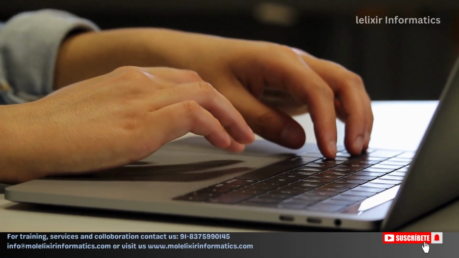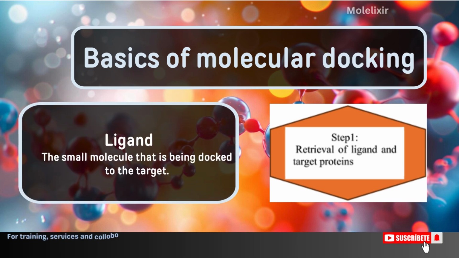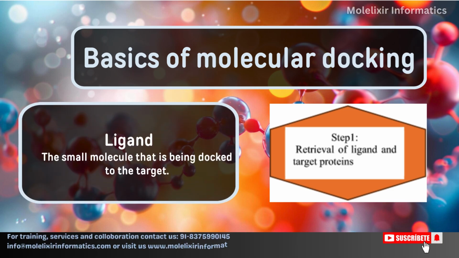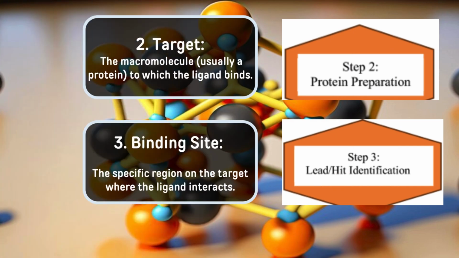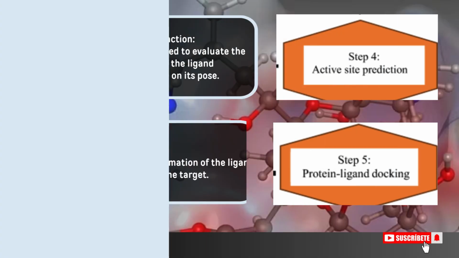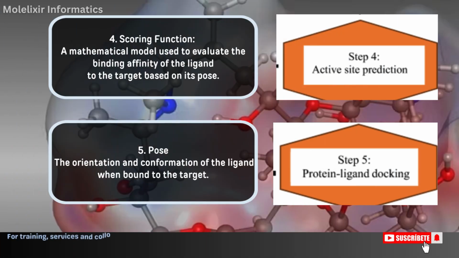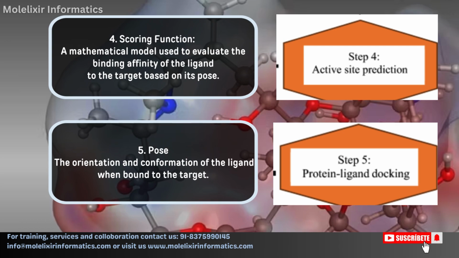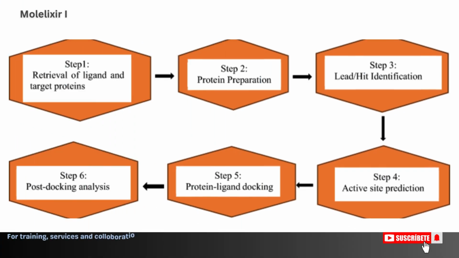First, ligand, the small molecule that is being docked to the target. Then, target, the molecule, usually a protein, to which the ligand binds. Then, binding site, the specific region of the target where the ligand interacts. Then, scoring function, a mathematical model used to evaluate the binding affinity of the ligand. Lastly, pose, the orientation and conformation of the ligand when bound to the target.